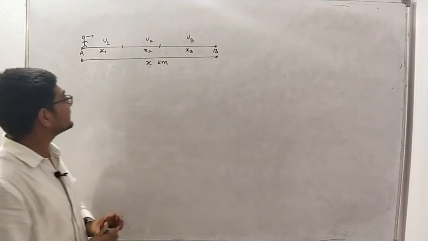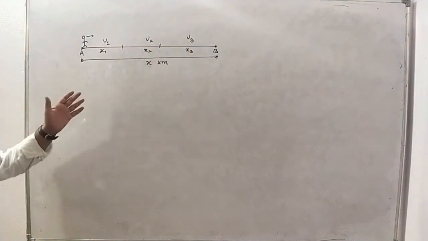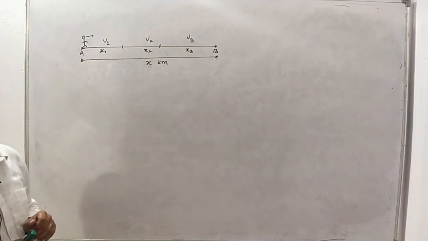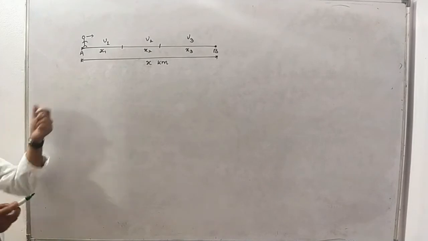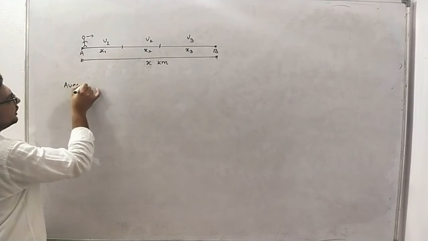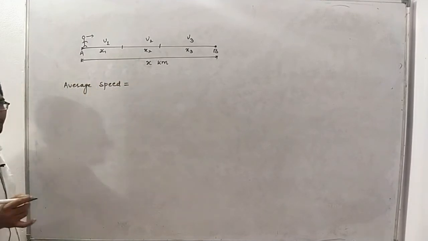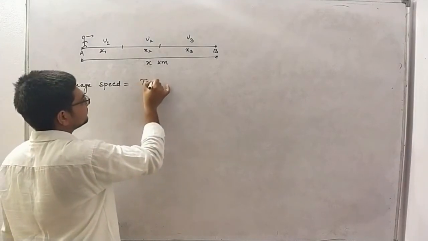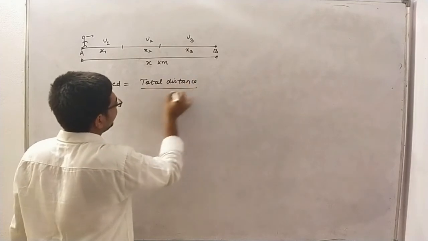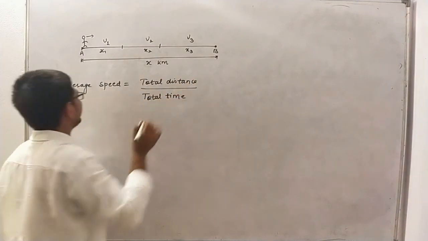Now because his speed is not the same in all three cases, it is v1, v2 and v3, you are supposed to find out the average speed of the person. See here, what will be the average speed? As I have told you, average speed is total distance upon total time. This is the formula for finding the average speed.